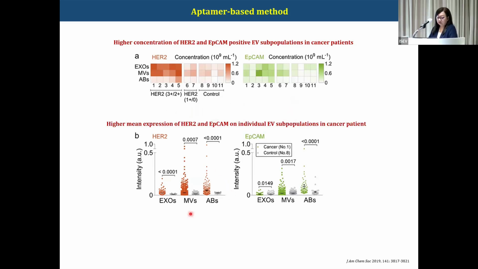In the second figure, it compares the expressions levels of HER2 and EpCAM on individual EV of a single cancer patient and a healthy control. The results show that most of the EVs of the cancer patients has higher HER2 and EpCAM expression than the healthy control. So this study provides an example of using DNA-mediated approach for simultaneously sorting EV subpopulation and detecting biomarker.